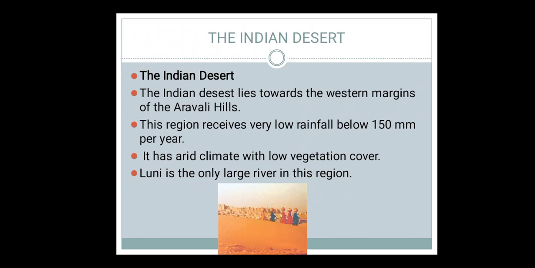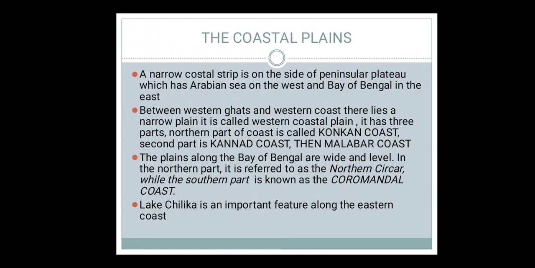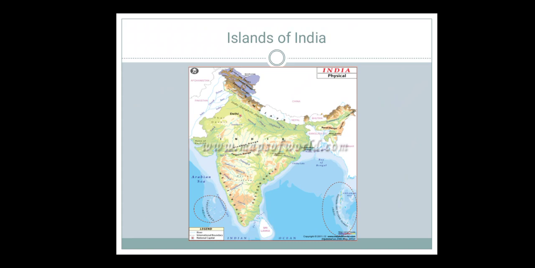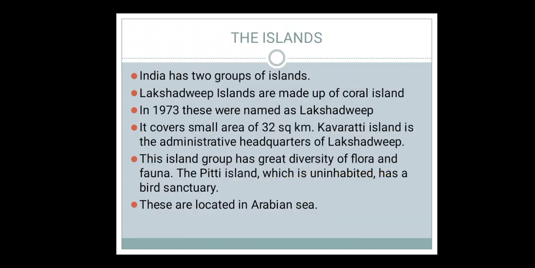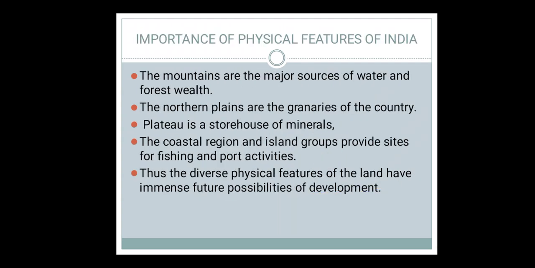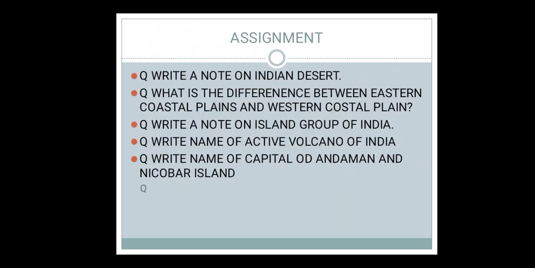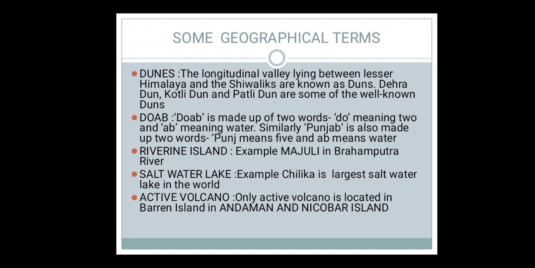Then we know that the Indian desert, which lies towards the western margin of the Aravalli hills, receives very low rainfall. And then we discussed the coastal plains, eastern coastal plains and western coastal plains, and the island groups of India, Andaman and Nicobar Islands and Lakshadweep Islands. Now, some importance of all these physical features was also discussed by us. Because of these physical features, India can make more and more developments.